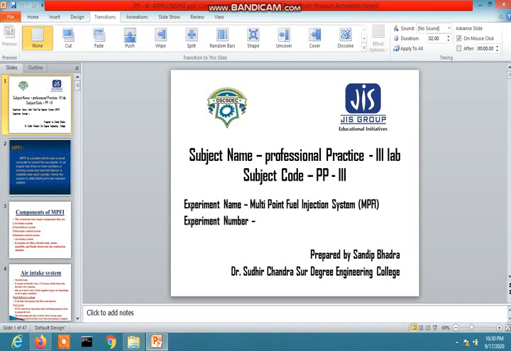Before multi-point fuel injection system, we also need to know about the carburation system that was used at that time. In a carburetor engine, the uniformity of mixture strength is difficult to realize in each cylinder of a multi-cylinder engine.